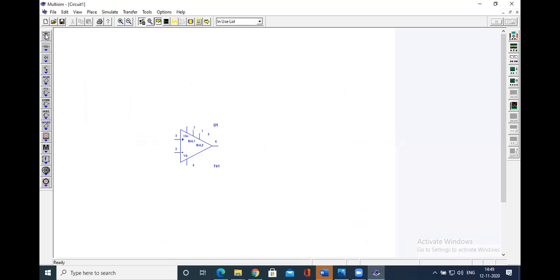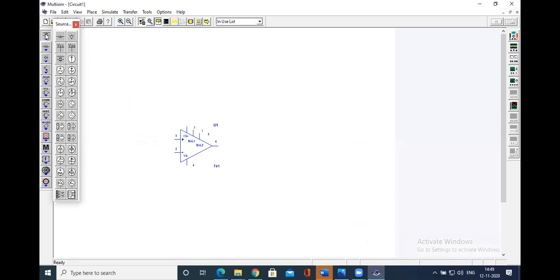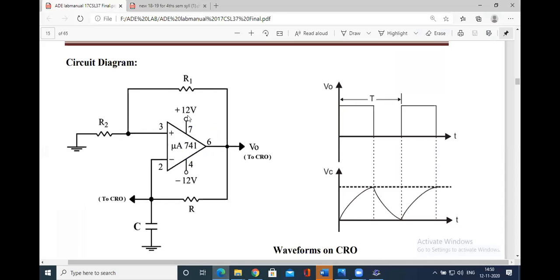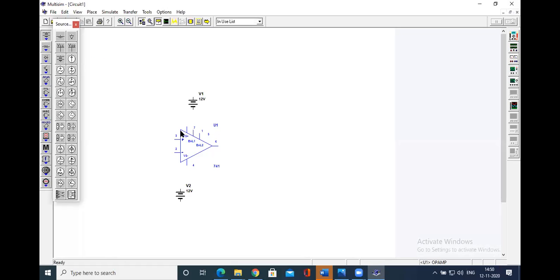Okay, I'll close this. Now see here, where do you find the sources? In the sources, you have a DC voltage. See, this is a DC voltage. This is a fixed DC voltage. I'll take 2 of it, right? I'll click over here, right? Again, I'll click this. I'll drop over here. Pin number 7 has to be connected to the positive voltage, right? Pin number 4 has to be connected to the negative of the DC voltage.